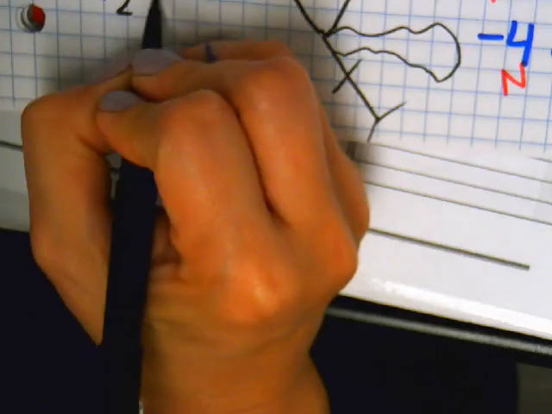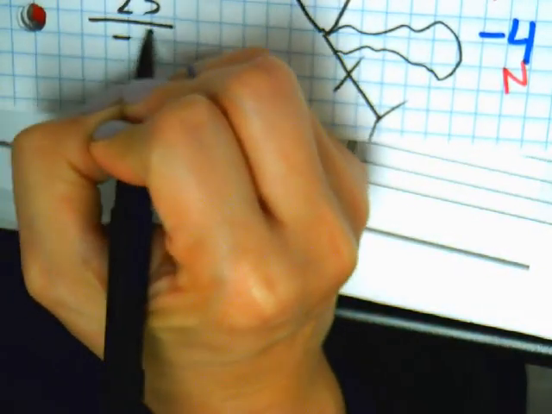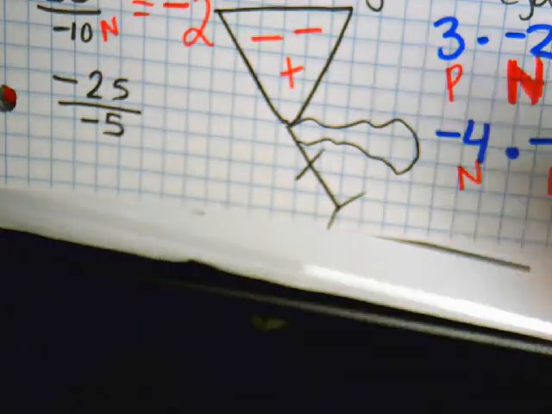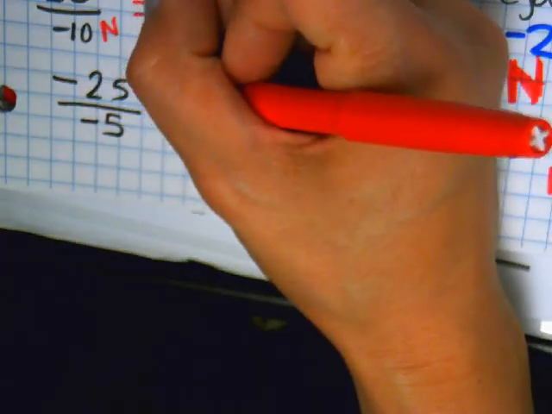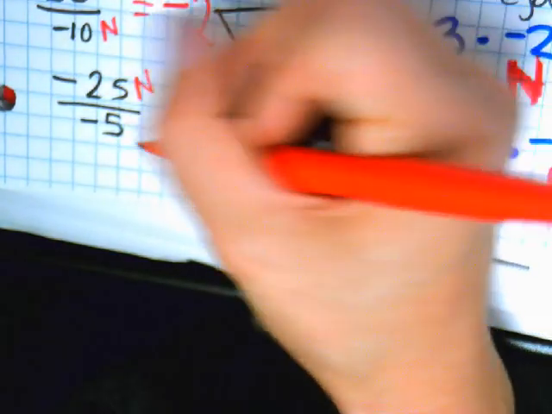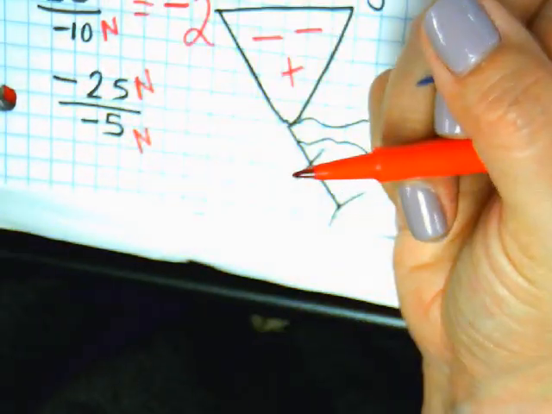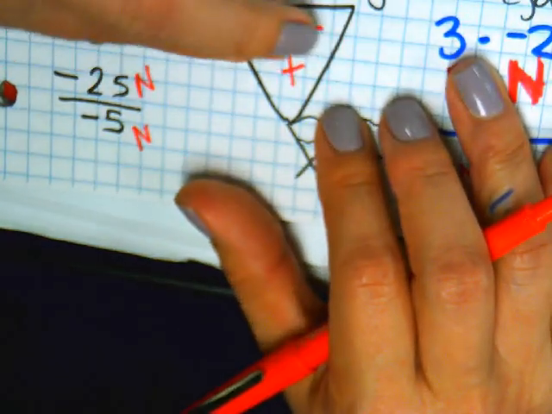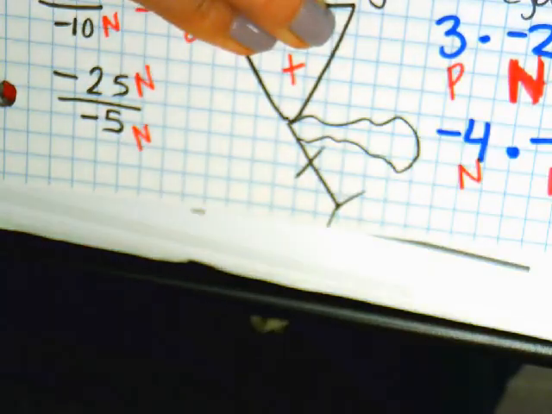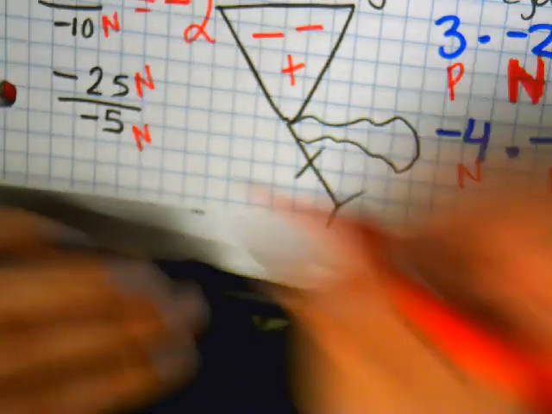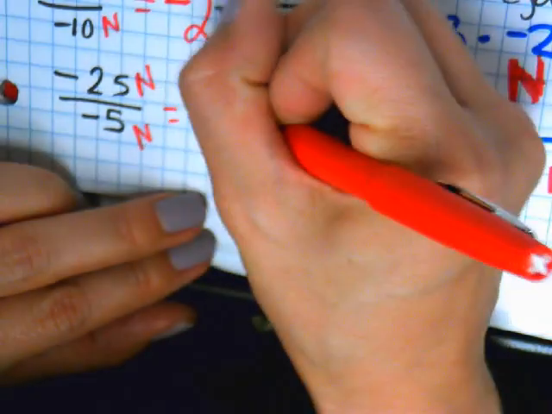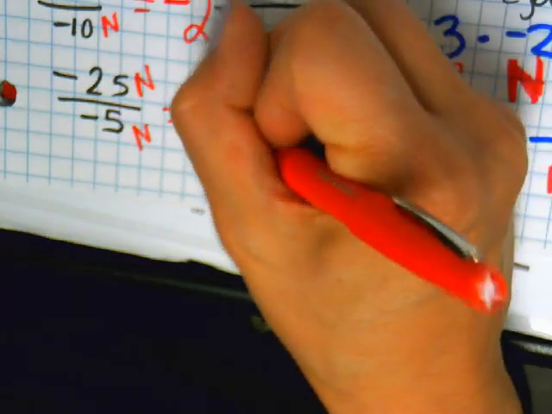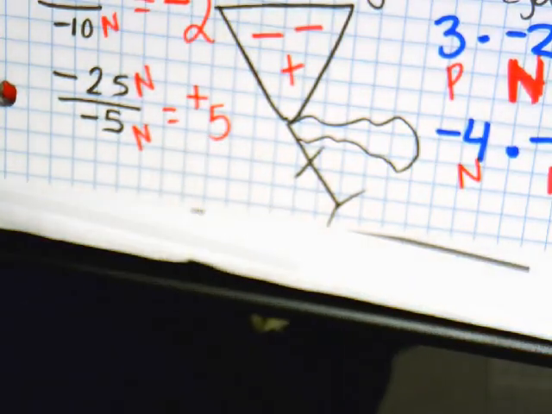Negative 25 divided by negative 5. So my top number is a negative. My bottom number is a negative, right? So what 2 symbols do I cover up? 1, 2. What did I not cover up? A positive. So therefore my answer is positive. What's 25 divided by 5? So my answer is positive 5.